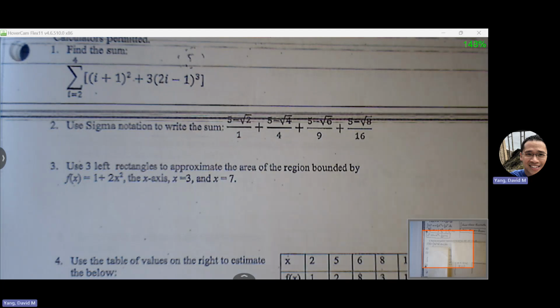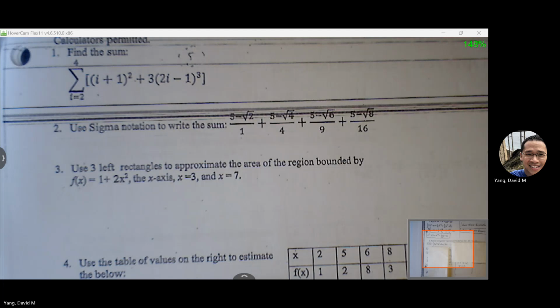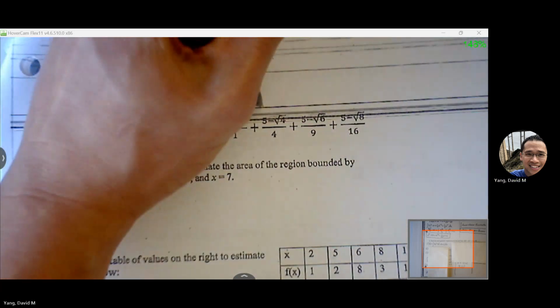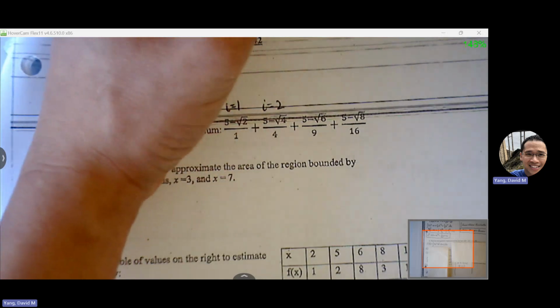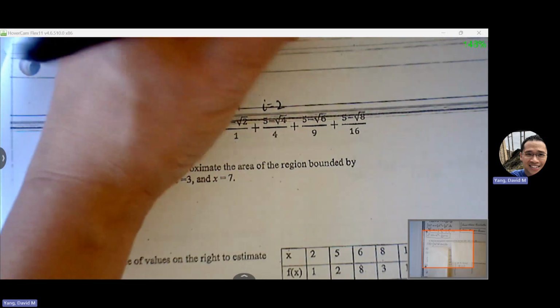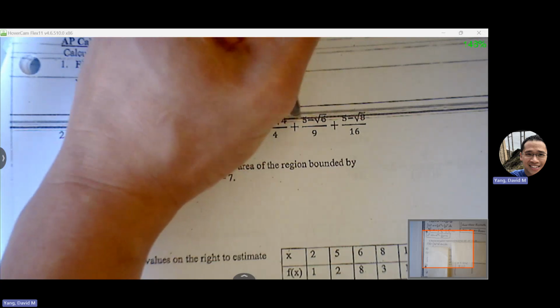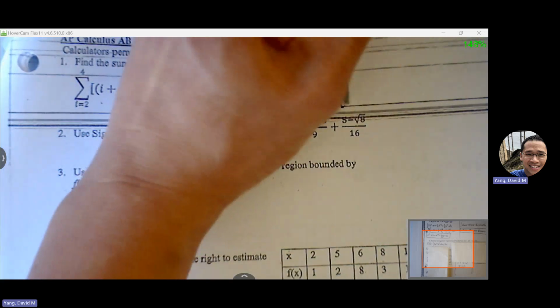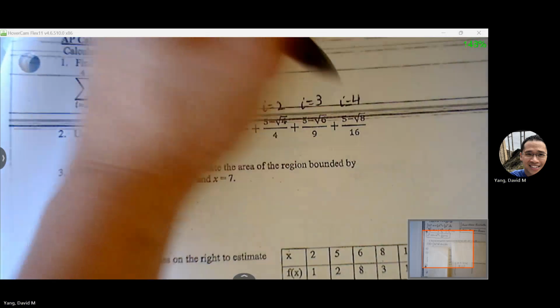Okay, number two, we have to get all this into a rule. I want to find a rule that will allow the first term, when you plug in i equals 1, to get that first term. When you plug in i equals 2, you get that second term. i equals 3 will give you that third term, and i equals 4 will give you that fourth term.